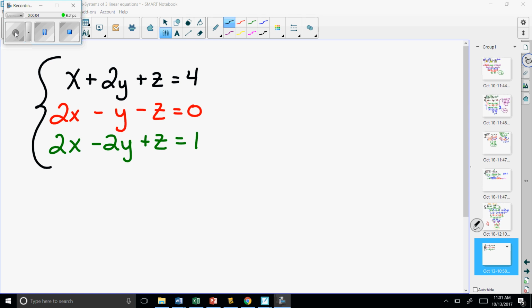Okay, so within this lesson, we've already talked about radical equations. We have also talked about fractional equations. What we want to look at is a system of 3 linear equations. So that's what we want to look at with this type of problem here.